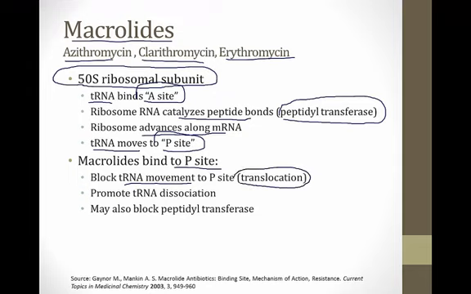There's also evidence that macrolides promote tRNA dissociation from this entire process, and they may also block the enzyme peptidyltransferase. Now, normally we think about chloramphenicol as the antibiotic that blocks and inhibits peptidyltransferase, but there's evidence that macrolides may do this as well. But the easy way to just remember this is that macrolides bind to the 50S subunit and block the process of translocation.